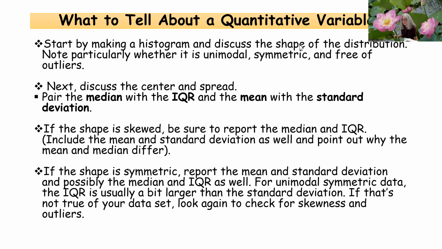So what do we want to tell about a quantitative variable? We always start by making some graphs and discussing the shape: is it unimodal, symmetric, and are there any outliers? Then provide both the median, in particular when you have skewed distributions, and the IQR. So these four should be there. If you have a skewed distribution, make sure we mention that and report the median.